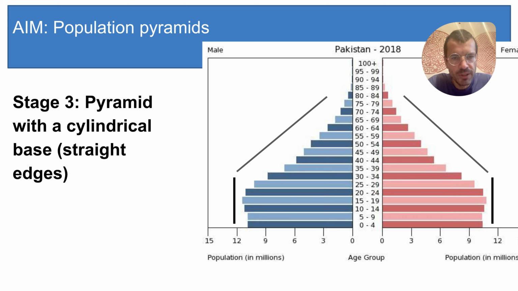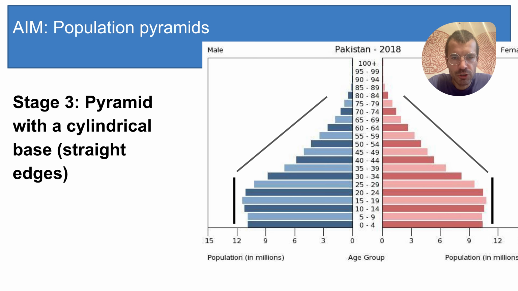That means that in a stage 3 country, babies don't die as they get older, they're surviving. We don't see any inward slant. Remember, that inward slant meant people are dying. We don't see that until we get to about age 30, which is when some people start to die.